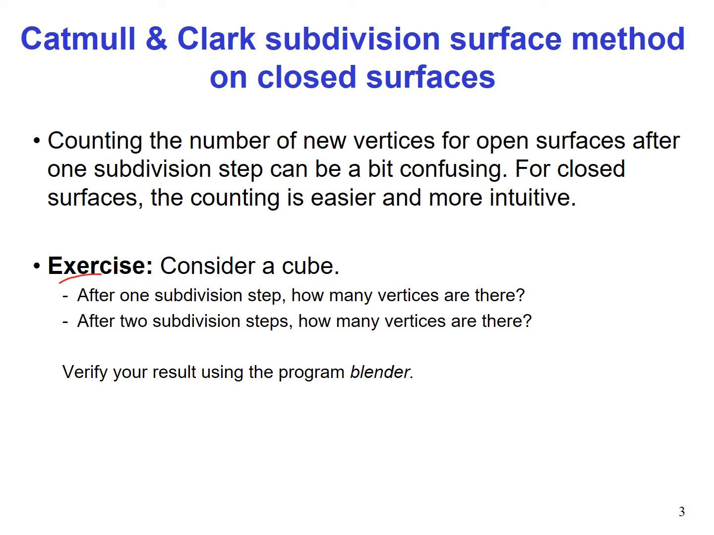Now here is an exercise for you. If you haven't gone beyond this slide, try to answer these questions. After one subdivision step, how many vertices are there in a cube? And after two subdivision steps, how many vertices will there be in a cube? Now verify your results using Blender. In Blender, you have an inbuilt Catmull and Clark subdivision algorithm. Use that to divide a cube once and then twice, and then count the number of vertices and verify your answer. In the next slides, I'll show you the answer to these questions.